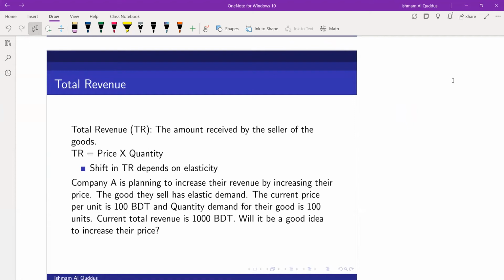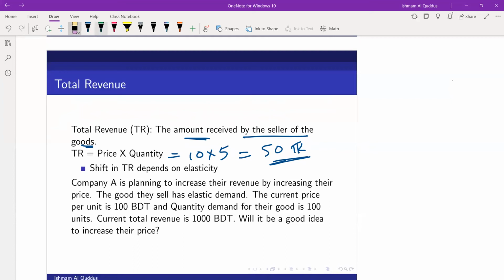However, just by definition, we say that the total revenue is the amount received by the seller of the goods. So if you are selling something, you generate revenue, right? If you're selling 5 apples at 10 taka, then your revenue would be 10 taka multiplied by 5 units of apple, so 50 taka is your revenue.